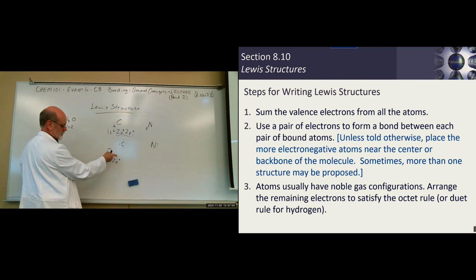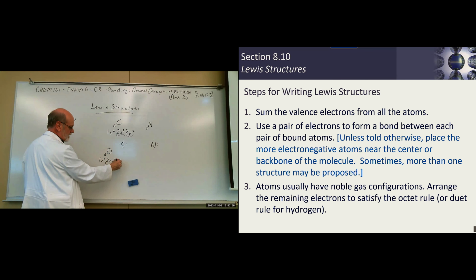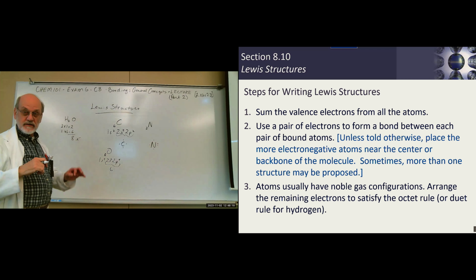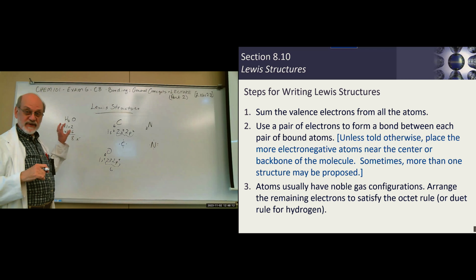Right? That's 4 plus 4 is 8. So it has 6 electrons. So there's only 1 six. Let's see. Keep these in order. It's 1 times 6 equals 6. We have 8 valence electrons that have to be positioned for this molecule.